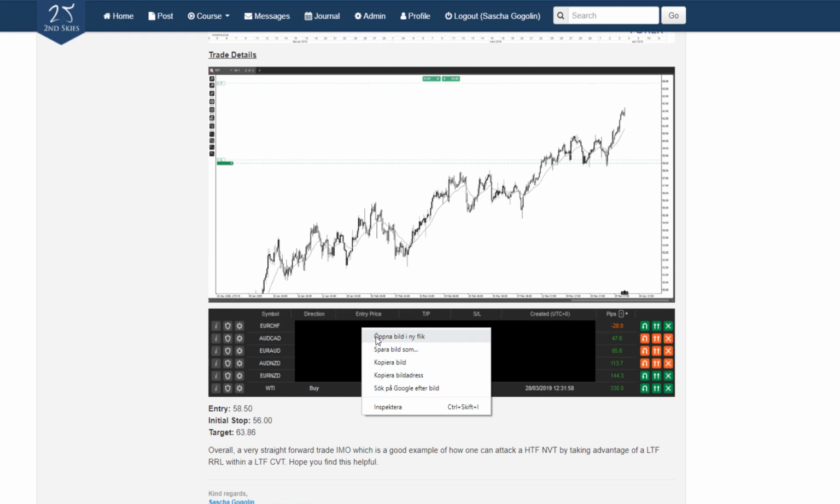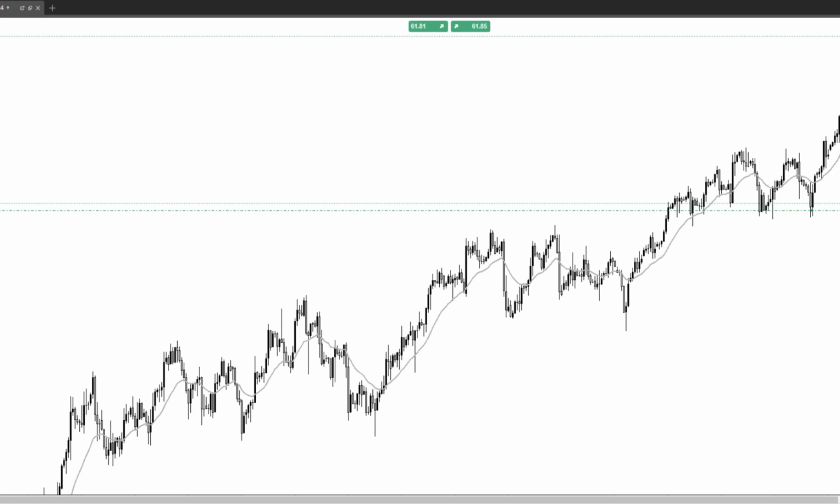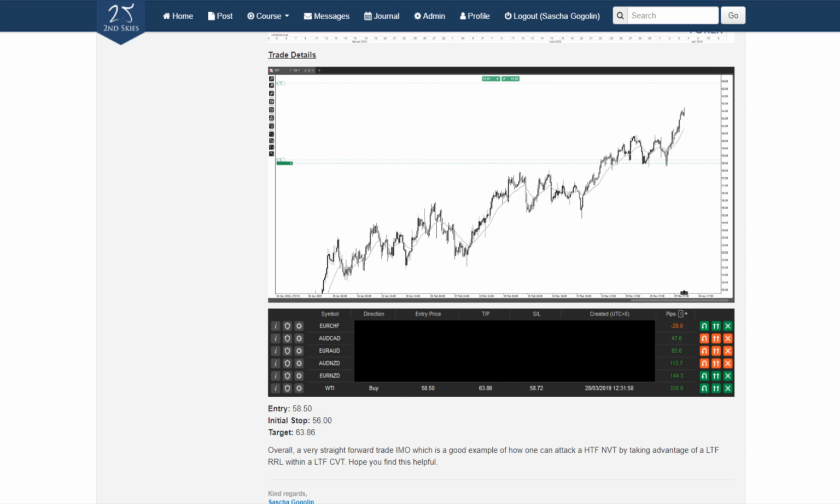And I also shared the data window of my trading platform where you actually can see my open positions here. You can see my entry price at 58.50. My target is still at 63.86 and my stop loss was at 58.72. And here I already had moved my stop loss to break even, so this was a risk-free trade and is a risk-free trade for me. And now price is getting very close towards my target.